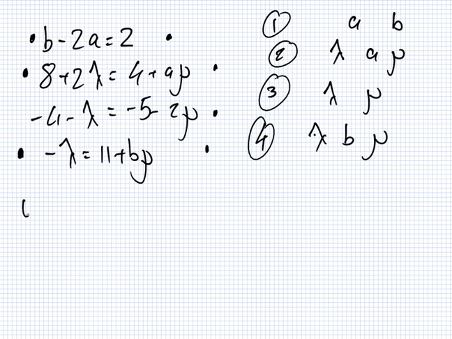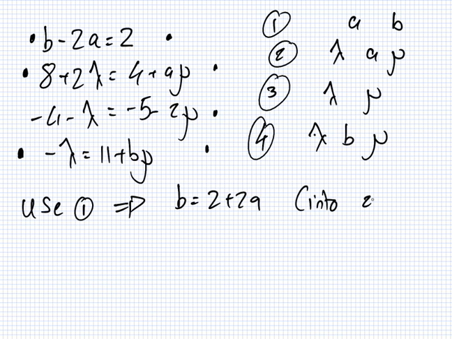So if I use 1, that means I get B equals 2 plus 2A, and put this into 2, just into 2. So now I get 8 plus 2 lambda plus 4, sorry, I didn't mean to say 2, I meant to say 4. To turn the B into an A, yeah.